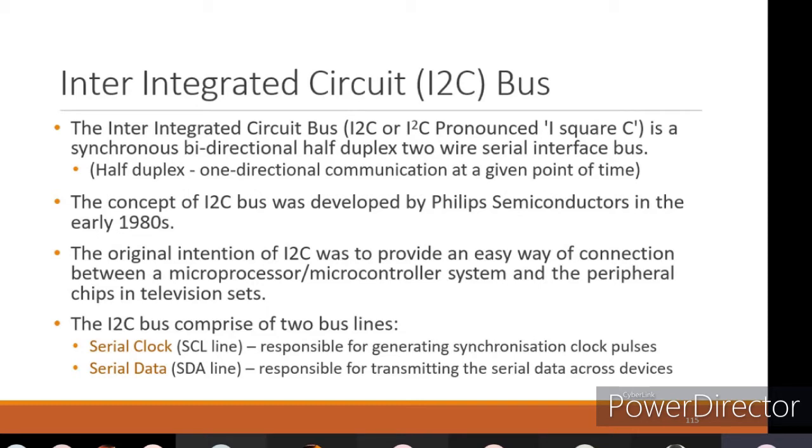And I square C bus comprises two bus lines. One is serial clock and one is serial data. The serial clock is responsible for generating the synchronization clock pulse. Serial data is responsible for transmitting the serial data across the devices, that is the data line.